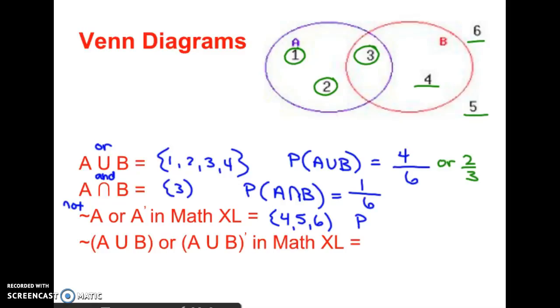And again, if they ask the probability of stuff that's not in A, you would say that 3 out of the 6 numbers, 3 out of the 6 total are not in A, which is the same as 1/2.